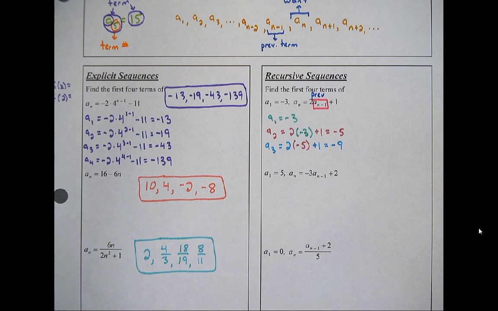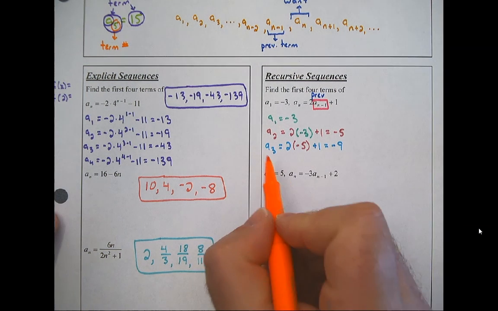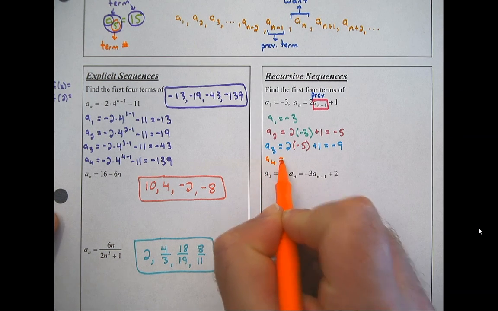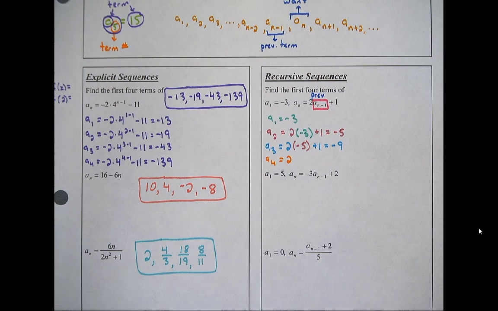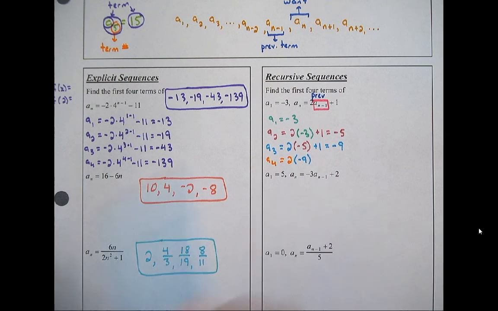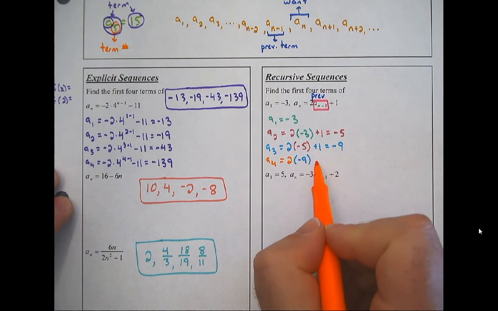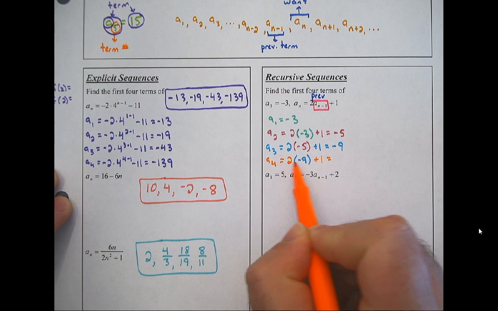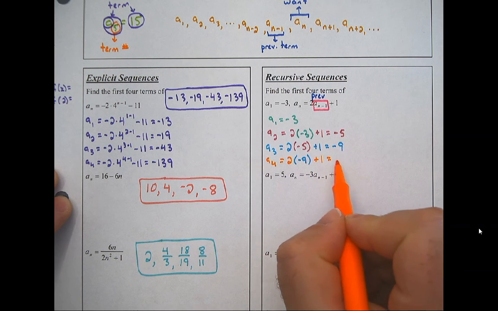And then I want to go for my fourth term. A sub 4 would be equal to 2 times my previous term. Well, the answer that we just figured out was negative 9, plus 1. That's negative 18 plus 1 is negative 17.